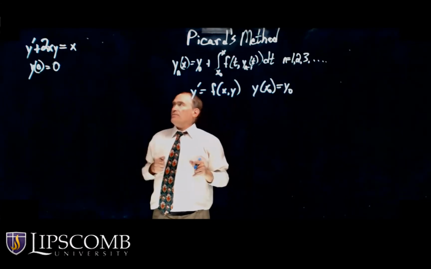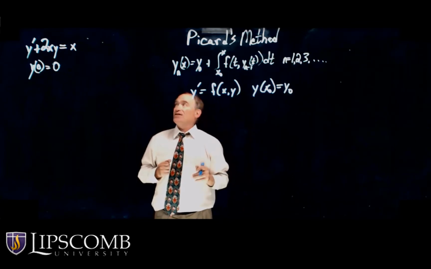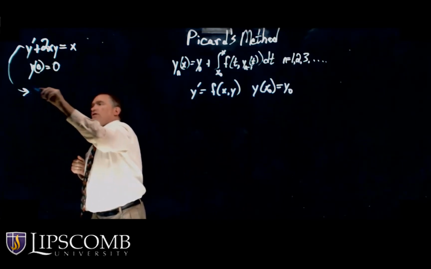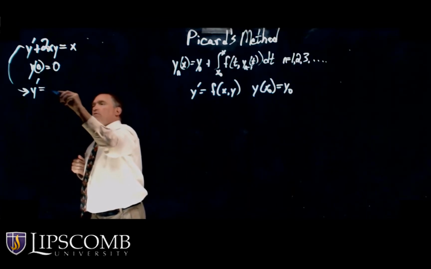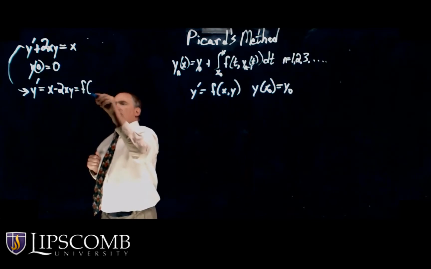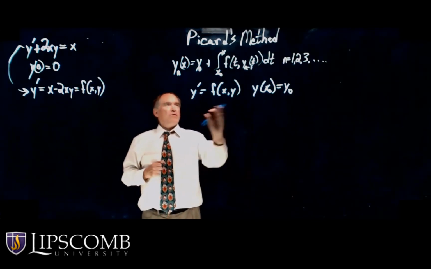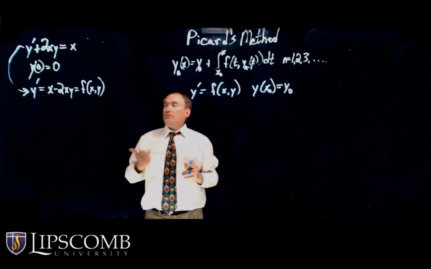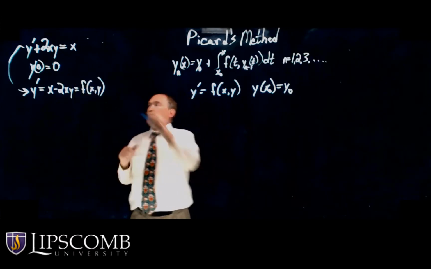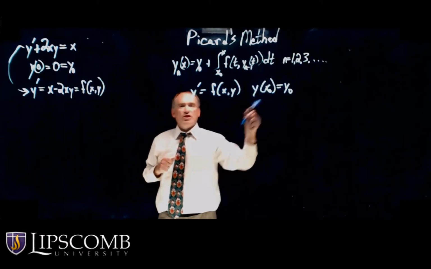So let's look at our first example. I've got the initial condition, but I don't have it exactly in that form. So let's take this and solve it. y prime equals x minus 2xy. So this is my function f of x, y. Now I have my form. So I'm going to start off with y sub 0 equal to 0. That's from the initial condition given.